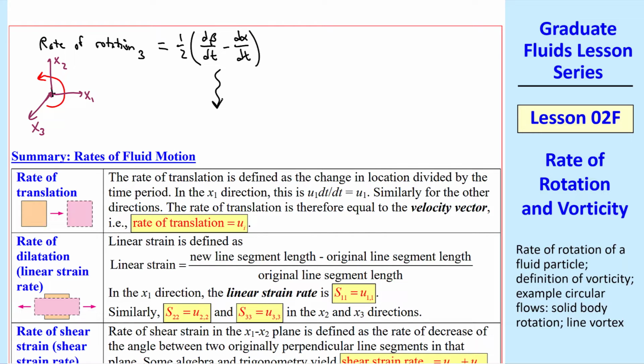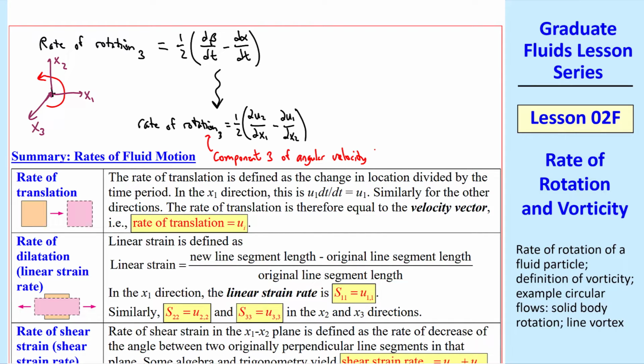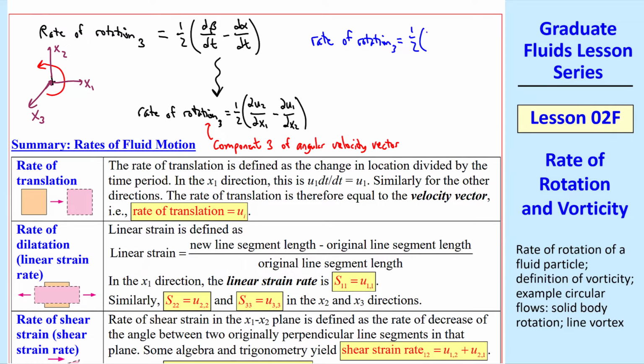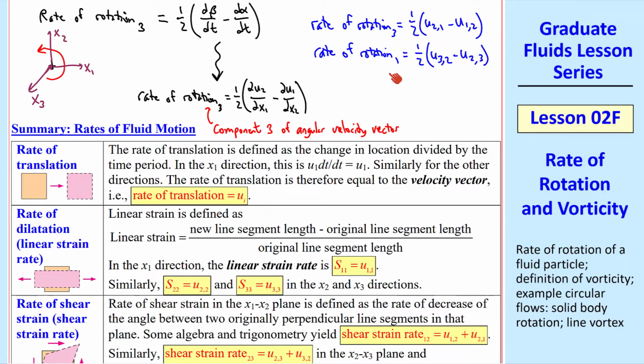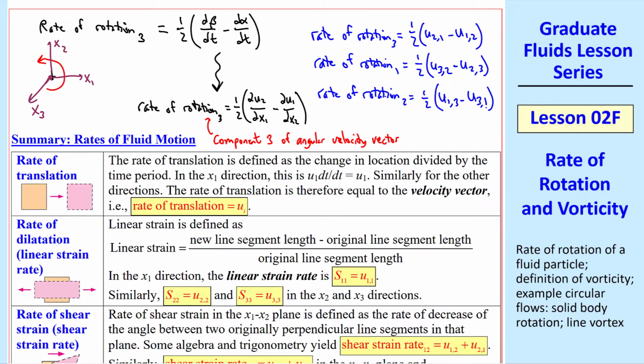After some trig and algebra, the rate of rotation about the x3 axis turns out to be 1/2 (del u2 del x1 minus del u1 del x2). This is component 3 of the angular velocity vector. In common notation, we write this as 1/2 (u2,1 minus u1,2). Similarly, about the x1 axis, we get 1/2 (u3,2 minus u2,3). And about the x2 axis, we have 1/2 (u1,3 minus u3,1). These are the components of the angular velocity vector, although not in the normal order of 1, 2, and 3, since we derived this one first.